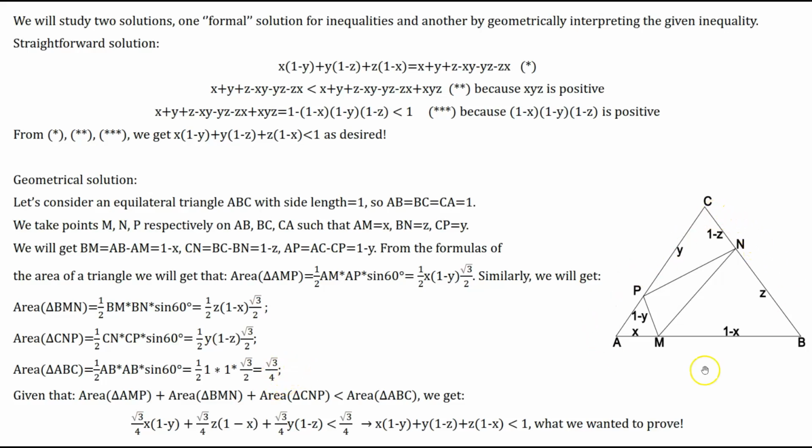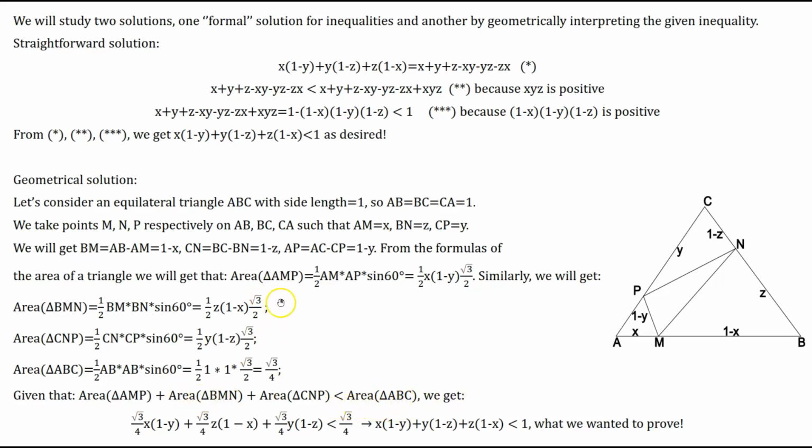Now we see that in this triangle over here, the area of triangle AMP plus the area of triangle BMN plus the area of triangle CNP is smaller than the area of the big triangle ABC, because there is a difference between them of the area of the triangle MNP. So we write this inequality: area of triangle AMP plus area of triangle BMN plus area of triangle CNP is smaller than the area of triangle ABC.